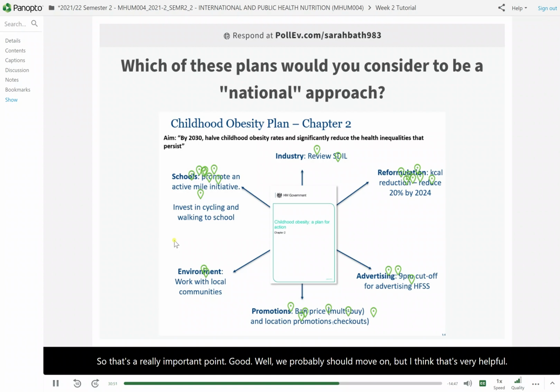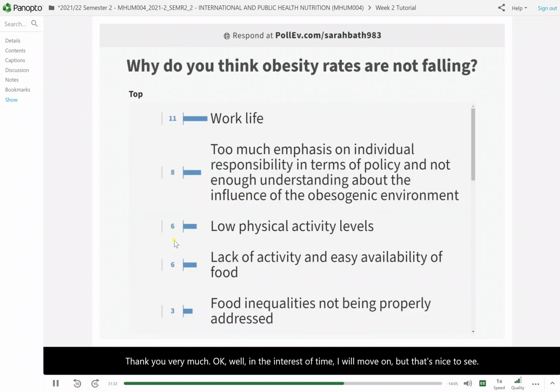Well, we probably should move on, but I think that's very helpful and interesting. And someone's mentioned COVID-19, and in the tutorial in a few weeks, Professor Levy will probably cover that. He does in his lecture, because that 2020 obesity strategy was driven by the fact that there were associations between BMI and COVID outcomes. So there's been a push, again because of COVID, to help reduce obesity in the UK. So some really nice points coming through. Thank you very much. Okay, in the interest of time, I will move on, but that's nice to see.